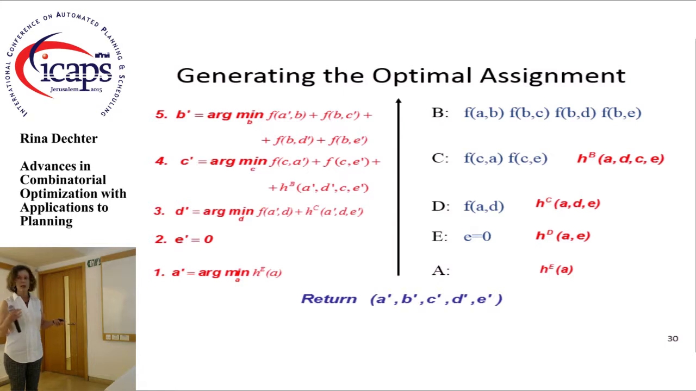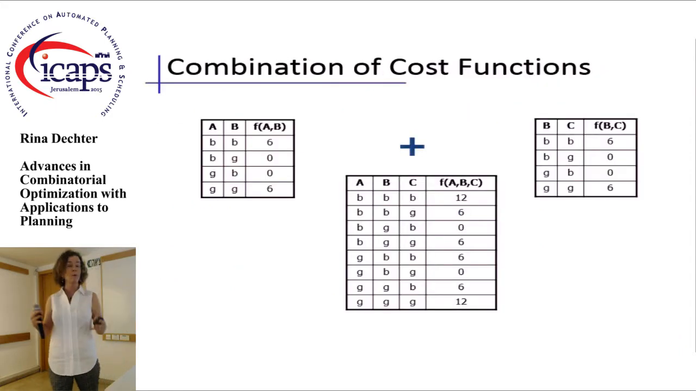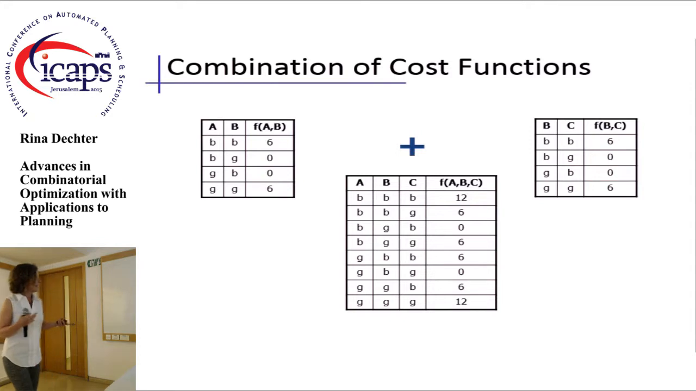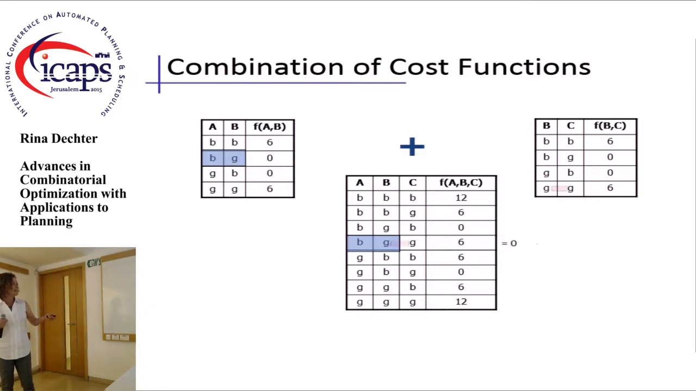Here is just an illustration. What are these operations that we are doing? Just to make sure, when writing functions and saying we take the sum, take the product, and minimize, sometimes people lose sight of the real operation that we are doing. So in this case, suppose we have these two functions on A, B, and on B, C, and you want to sum them, this is the function that you get. For example, the entry is the sum of 6 plus 0, which gives 6, just to make sure it's trivial.